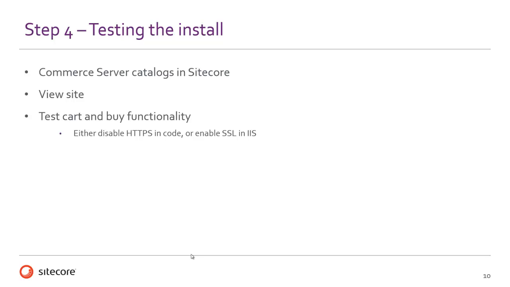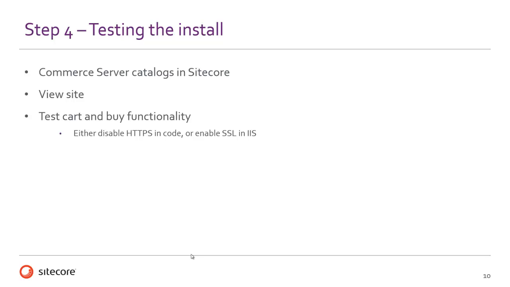Now, in order to do this, the reference storefront by default forces you to go to HTTPS for any cart operations because that's obviously a good security practice. So there are two ways to deal with that. You can either disable HTTPS in the code, and there are instructions on how to do this in the reference storefront documentation, or we can enable SSL in IIS. And so we're going to do the latter. It's a slightly easier task and doesn't require a recompile.